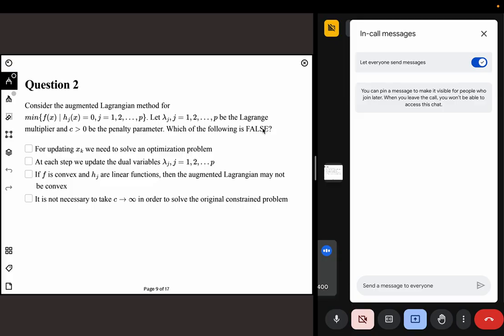Okay. The next question. Consider you have an augmented Lagrangian method for minimize f of x such that h of x equal to 0 for all these k values, and lambda be the Lagrange multiplier with c greater than 0 be the penalty parameter. Which of the following is false? So first tell me what is the augmented Lagrange function for this? So augmented Lagrange will be a function of x, lambda, and c. So what will that function look like?